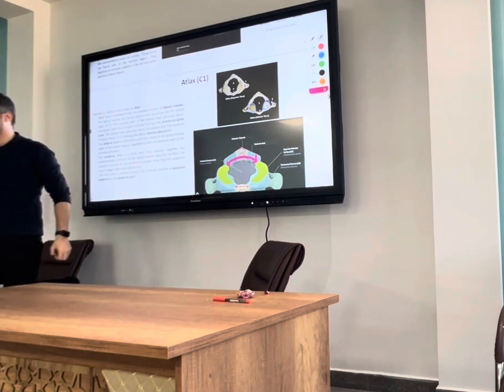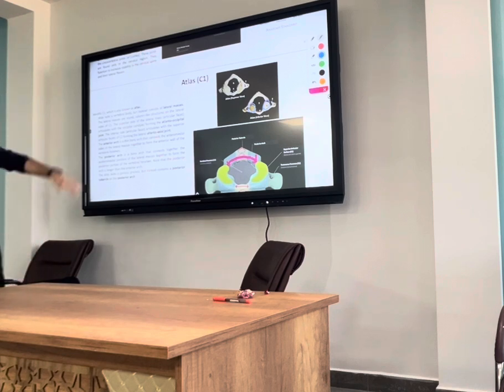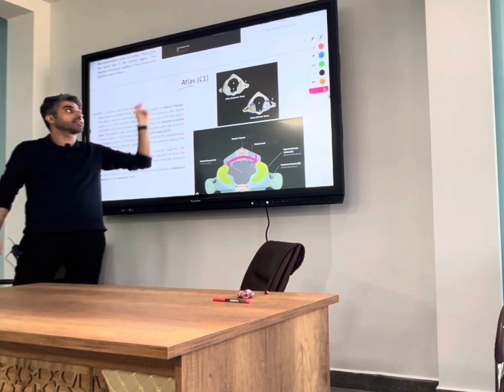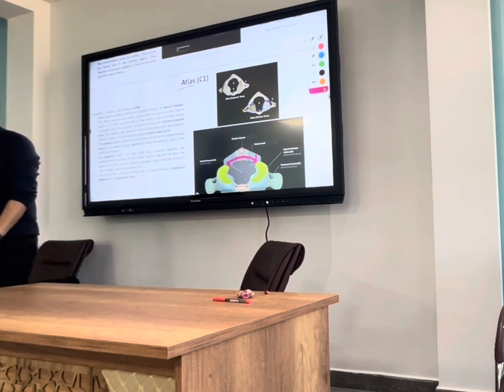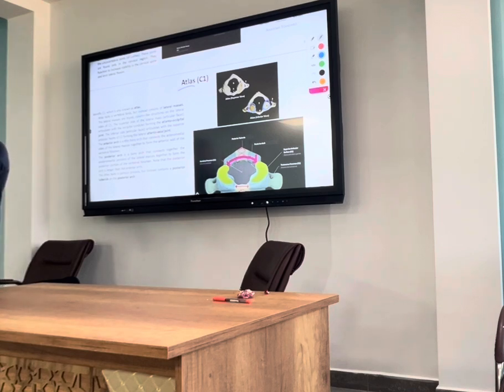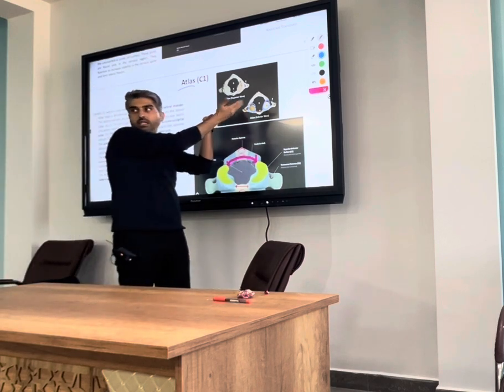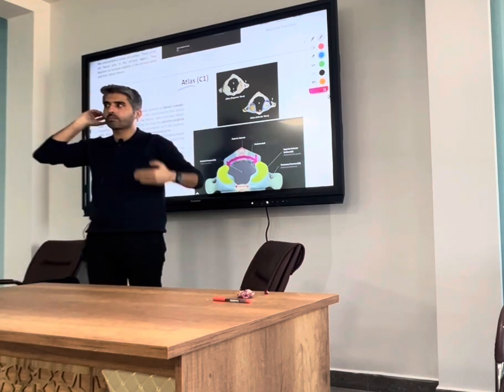The name of C1 is atlas. C1 is atlas, the name of the bone. And it's atypical. Superiorly, C1 is attached to what? This is the first vertebra. Occipital. Very good. Attached to the occipital bone, the occipital condyle. So C1 atlas is attached to the occipital bone.